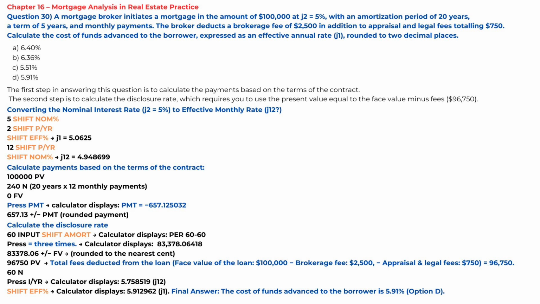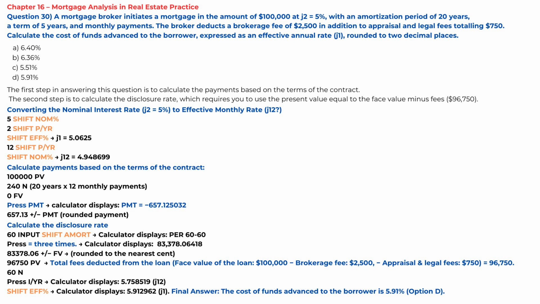Final step. Calculate the disclosure rate. 60 input, shift, amort, calculator displays per 60 60. Press equal sign 3 times. Calculator displays 83,378.06418, 83,378.06. Press plus and minus sign, and then press FV to round it to the nearest cent, 96,750 PV.